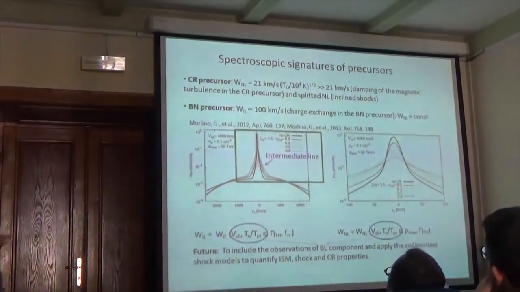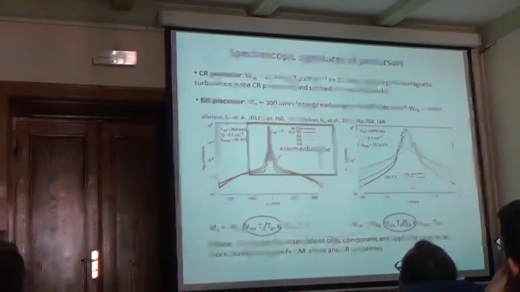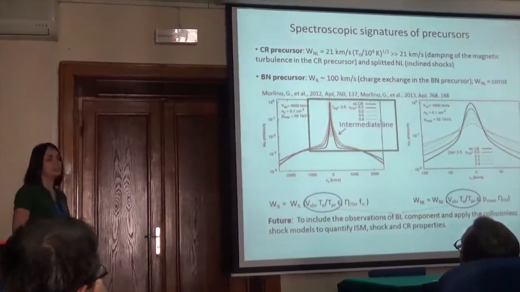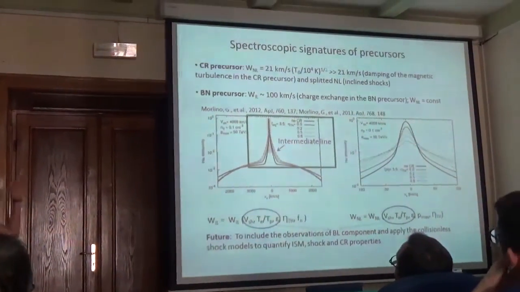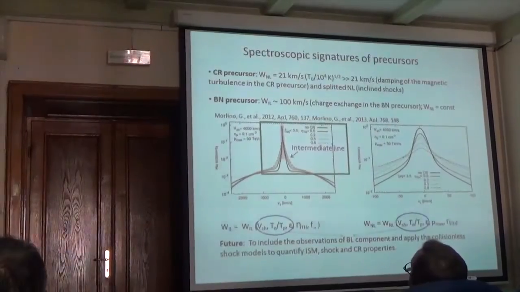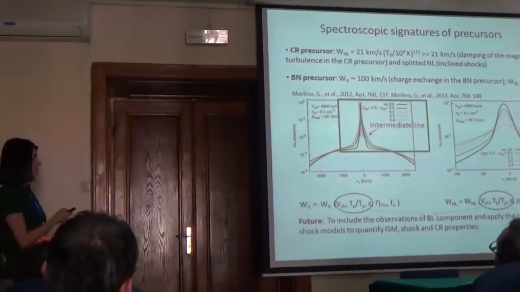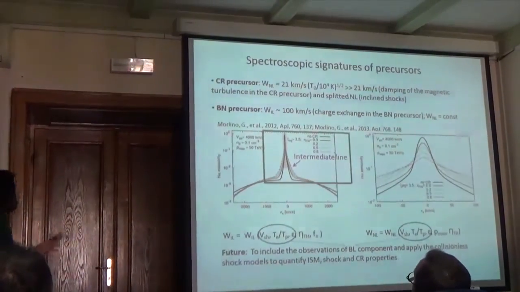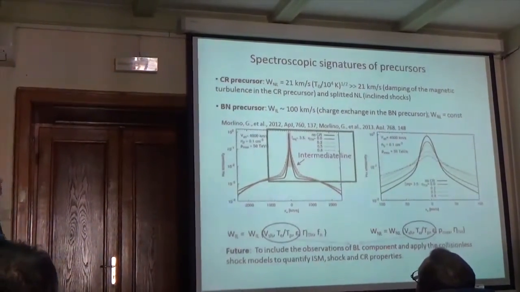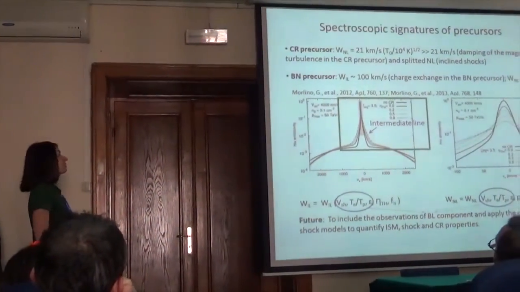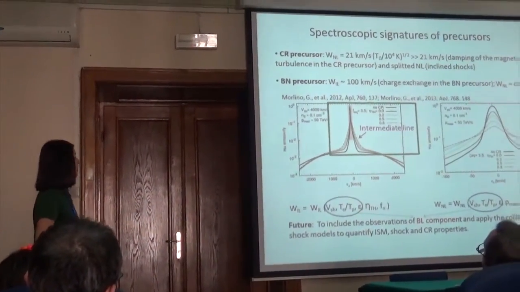I forgot to mention that I'm not going to talk about the broad line component here, because, as I said, there is no single instrument that can cover all the aspects that you need. So I observed only the narrow line and the region very near the narrow line. I won't say anything about the effects of cosmic ray precursor on the broad line.